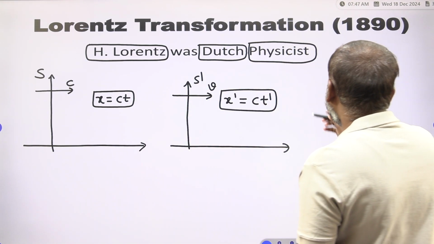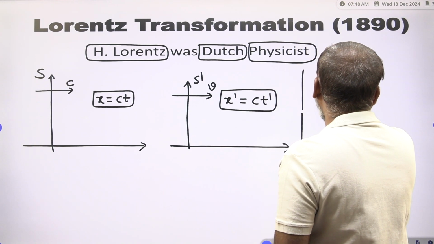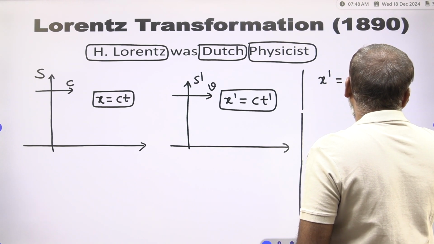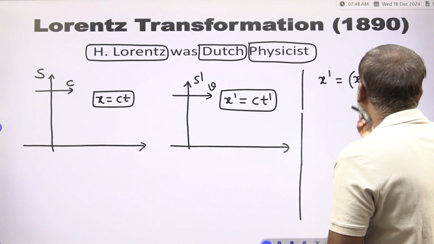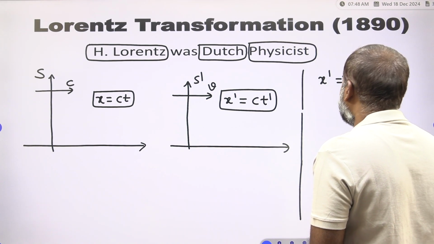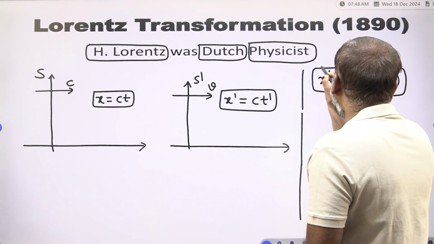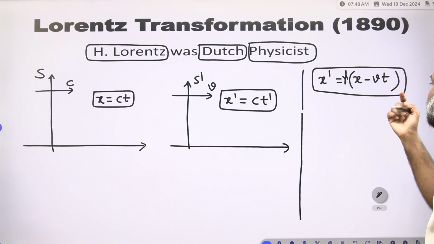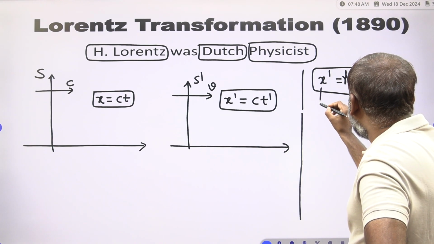But you know that, according to the Galilean transformation, x dash is equal to x minus vt. This is the Galilean transformation. Here we have to take one gamma. So, gamma as a constant I am keeping, because the Galilean transformation x dash is equal to gamma into x minus vt I have to take. Clear? So, now x dash you have to substitute.